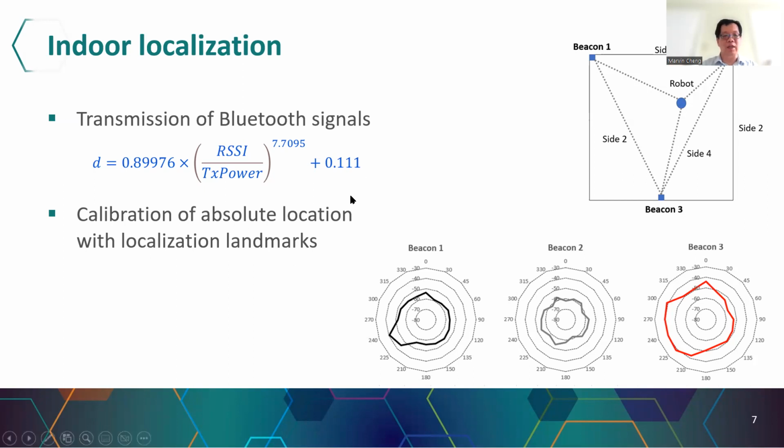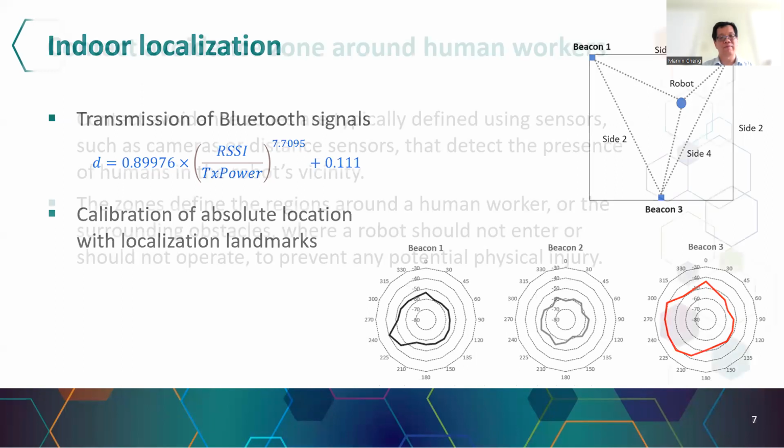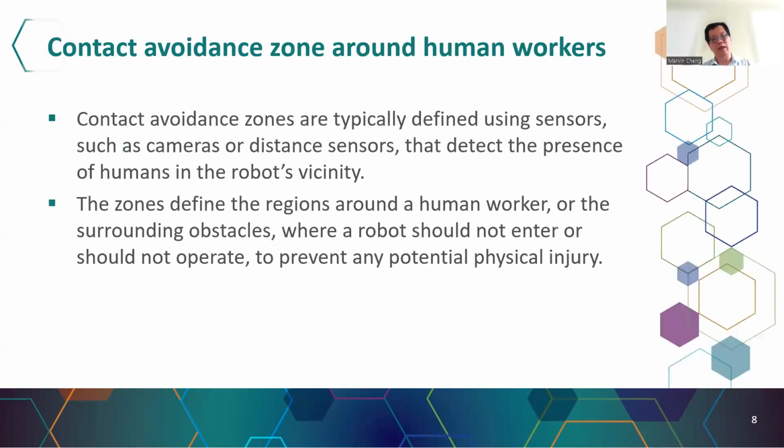And as I said in the earlier slides, we also use a QR code that can be detected by the RGB camera, and those QR codes serve as the calibration landmarks for the robotic device. Then once we get that information, the next thing we need to do is to define our contact avoidance zones.